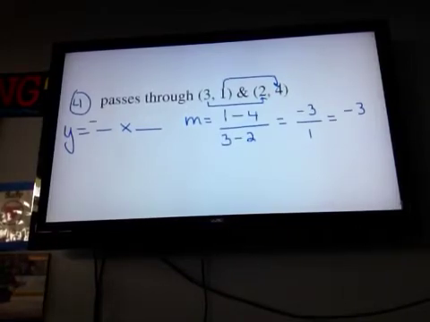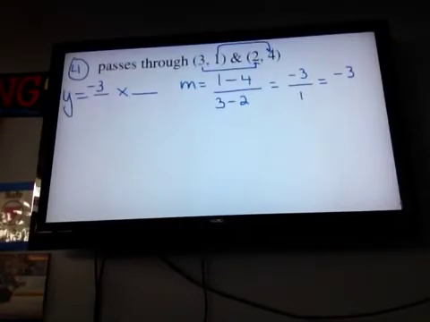So this is the only one where you have to calculate the m. All the other ones, they either give it to us, or they tell us it's parallel or perpendicular, and we can just look at the equation. This one, you have to find it by calculating it.